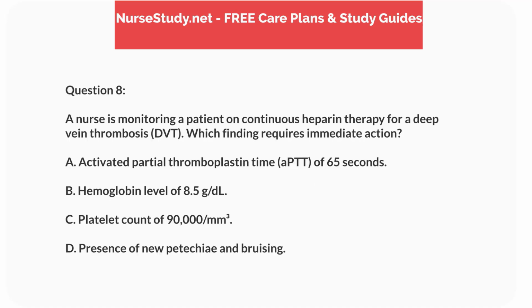Question 8. A nurse is monitoring a patient on continuous heparin therapy for a deep vein thrombosis, DVT. Which finding requires immediate action? A. Activated partial thromboplastin time, APTT, of 65 seconds. B. Hemoglobin level of 8.5 grams per deciliter. C. Platelet count of 90,000. D. Presence of new petechiae and bruising.